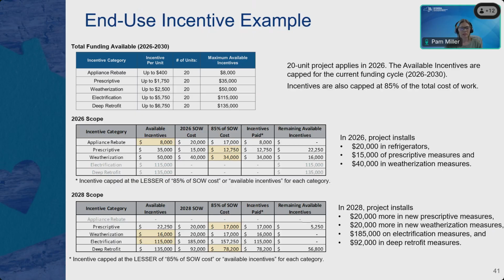So looking at the new table that popped up in the bottom left-hand corner, you can see that for the prescriptive, we are capping out again at the 85% cost of work. For the weatherization and for the electrification measures, we're capping out at the maximum available incentive. And then for deep retrofit, we're capping out at the 85% scope of work. So as you can see in the last column on the bottom table, there are still some remaining available incentives for this project to pursue, should they decide to pursue any additional measures between 2028 and 2030.